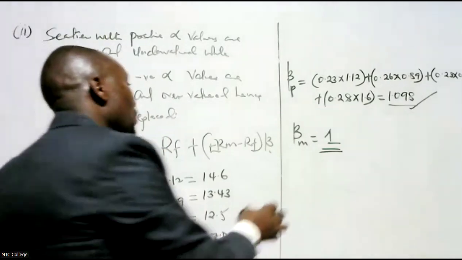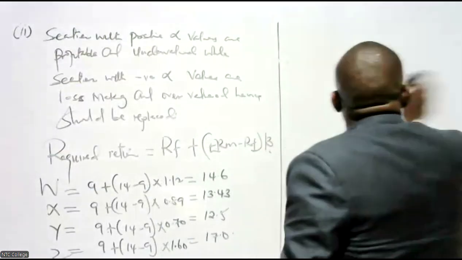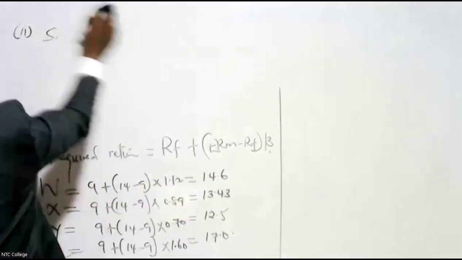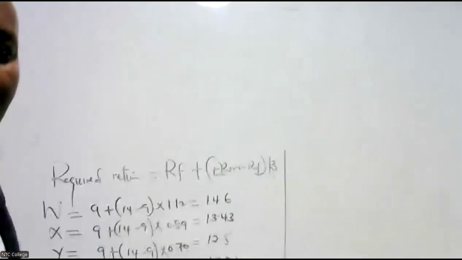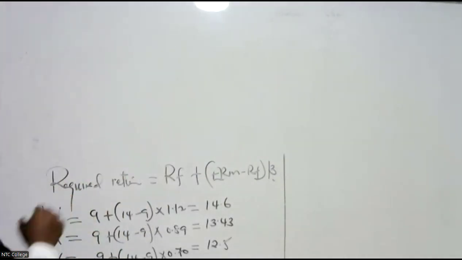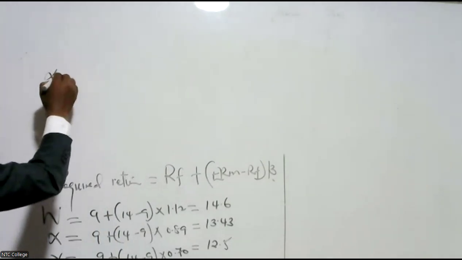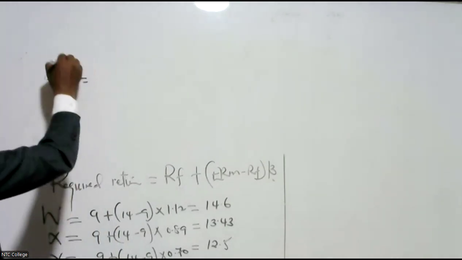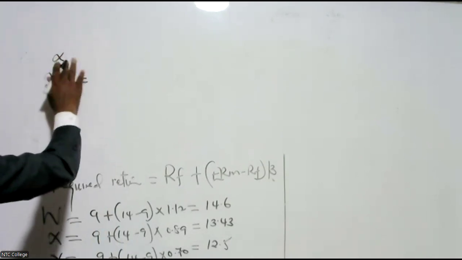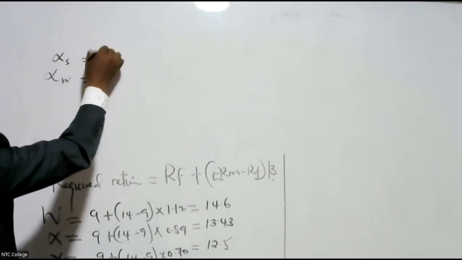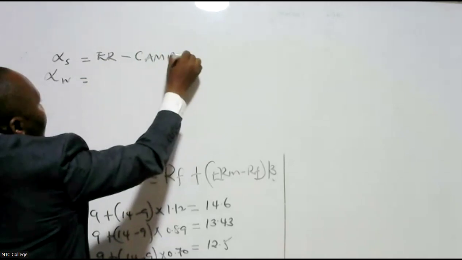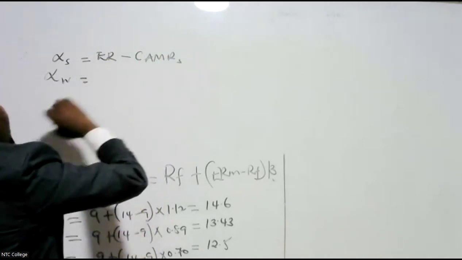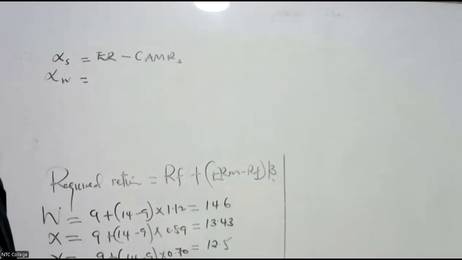And because we are told to compare, we have to get the profitability index of each and advise. Allow me to have here. So we say that the profitability index of a security is equal to expected return minus required return of the security, right? That is it. So we have expected return. The examiner has given us here.